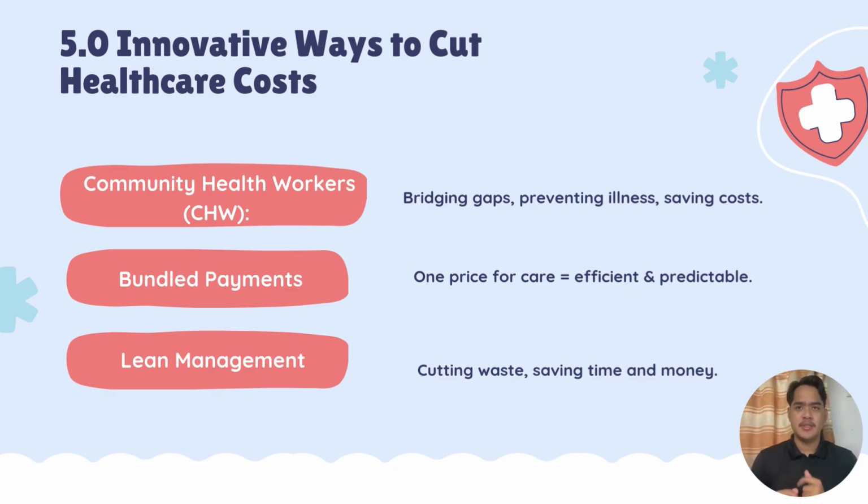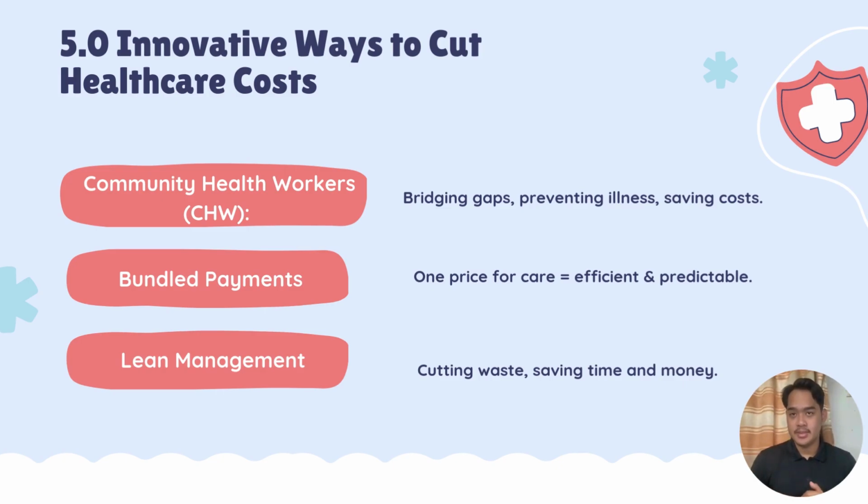Next, I'll be explaining the innovative ways to cut healthcare costs. Let's start with three ways to cut healthcare costs. First is community health workers. Just think of them as the superheroes in underserved areas. They help patients understand their treatment, prevent illnesses, and manage chronic conditions by catching issues early. These workers can save money for everyone and improve health outcomes. Let's just say they're bridging gaps, preventing illness, and saving costs.